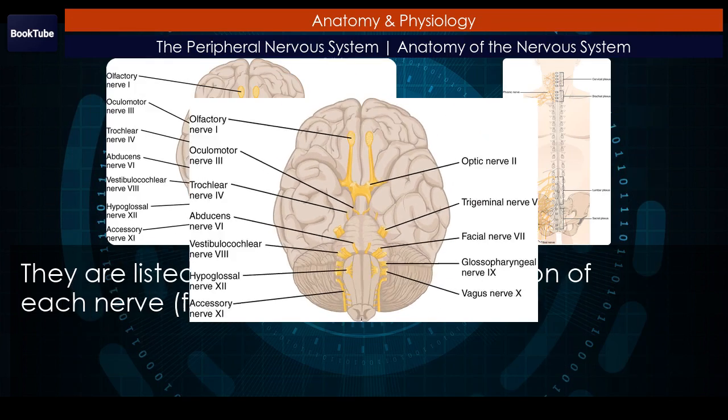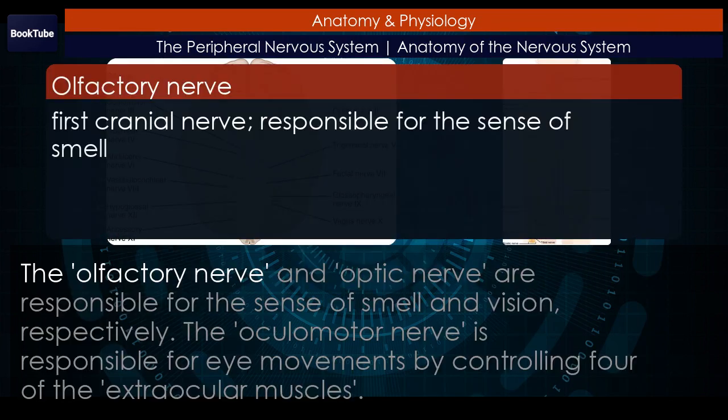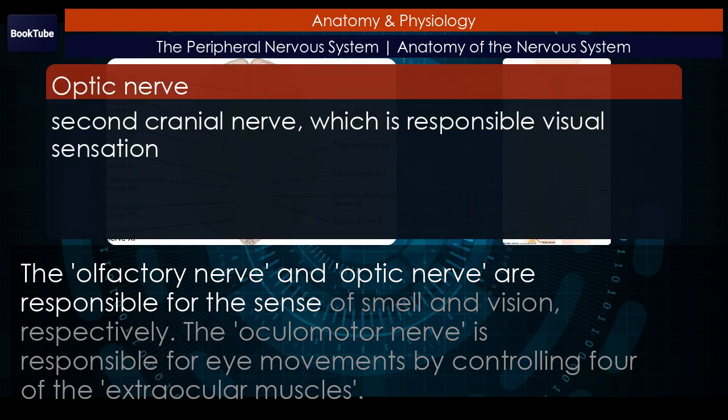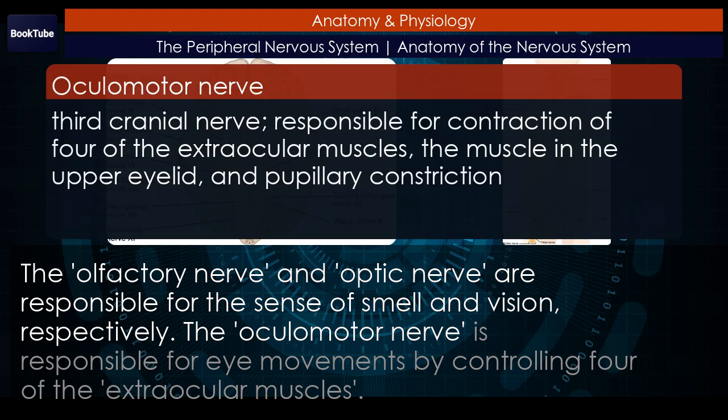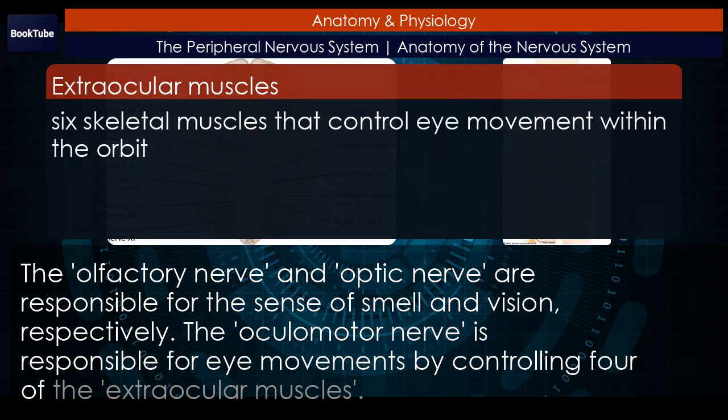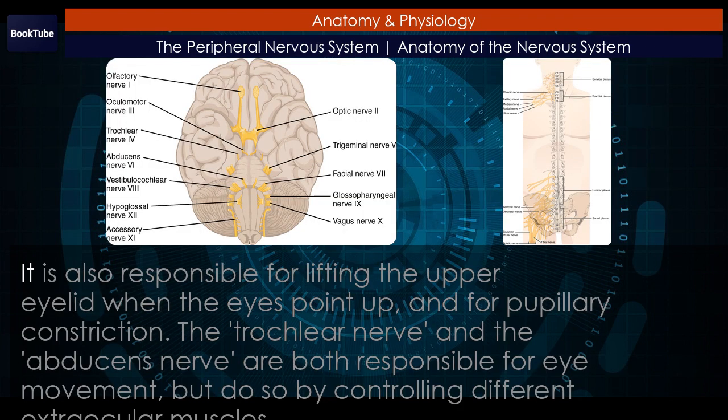Figure 5. The olfactory nerve and optic nerve are responsible for the sense of smell and vision, respectively. The oculomotor nerve is responsible for eye movements by controlling 4 of the extraocular muscles. It is also responsible for lifting the upper eyelid when the eyes point up, and for pupillary constriction.